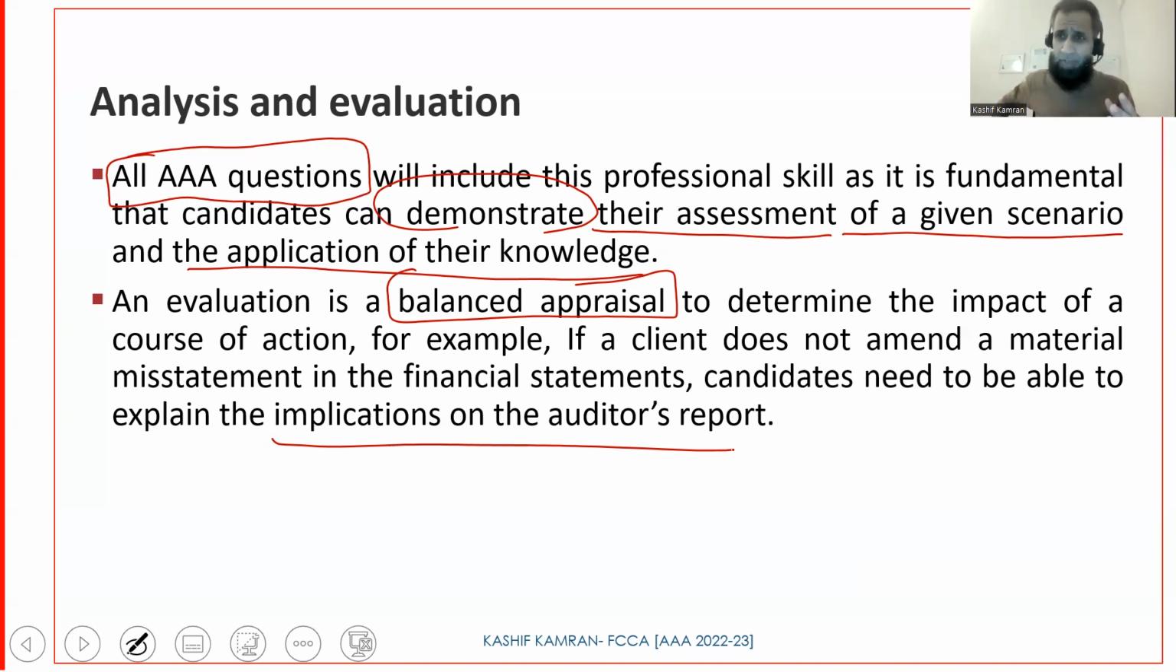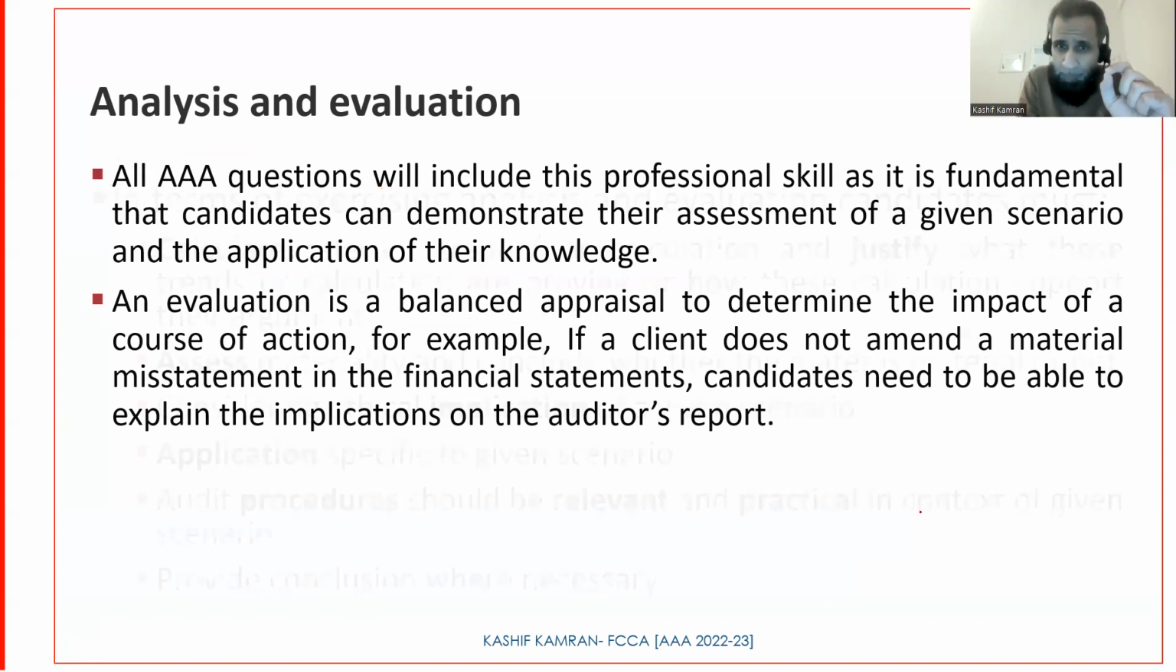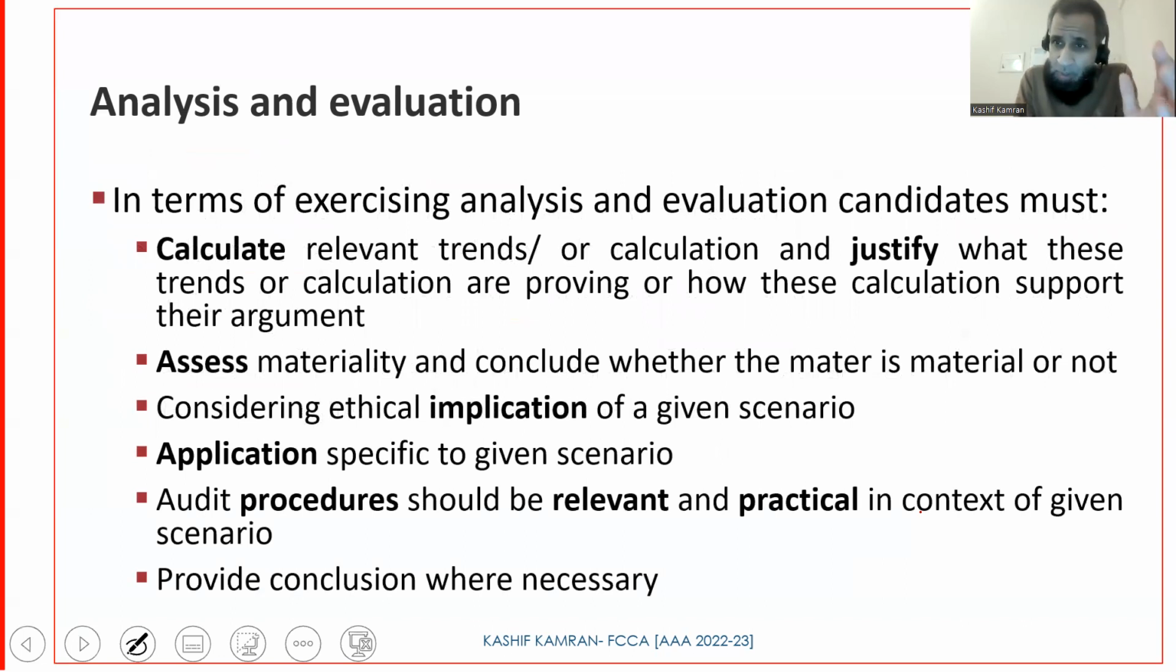But what exactly do you need to do to fetch these professional skill marks for analysis and evaluation? First of all, you need to understand what exactly you need to do to demonstrate analysis and evaluation in the context of the AAA paper. Candidates must, number 1, calculate relevant trends, relevant ratios, relevant calculations where possible, and that is extremely important for your demonstration of an analysis skill.